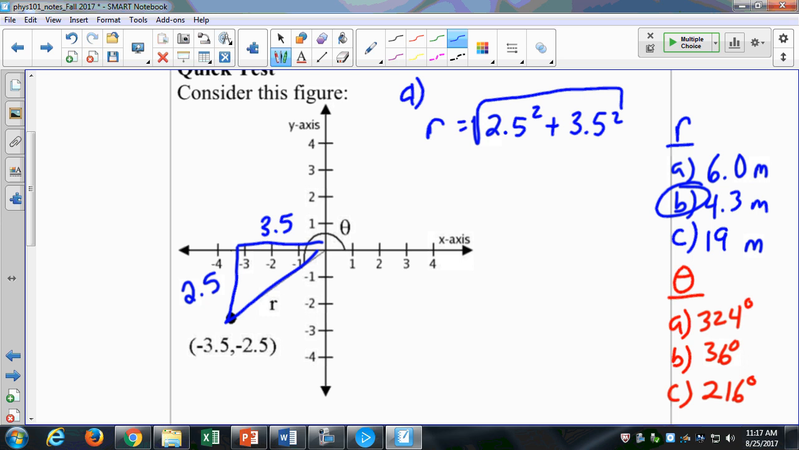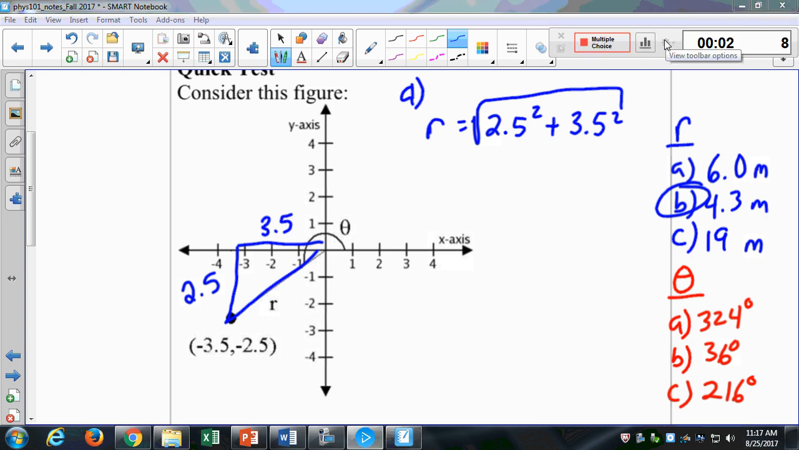All right, let's do the angle now. The angle as labeled on this figure, which is from the positive x-axis. That's sort of a typical way to measure angles in a Cartesian coordinate system or in a polar coordinate system. That's what we're doing here, right? R and theta. We're defining the polar coordinates based on the Cartesian coordinates.